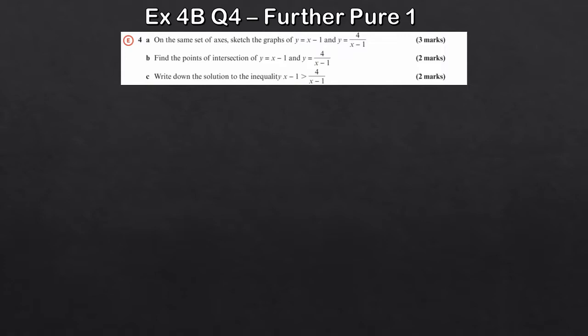So this first question here is a graph question, from exercise 4B. We want to solve this one graphically. The first part helps walk you through it. We're asked to sketch the graphs of y equals x minus 1 and y equals 4 over x minus 1. Hopefully it's nothing too difficult. Certainly y equals x minus 1 shouldn't be anything too challenging. So I'll draw it over here, just so we've got a bit of room after.